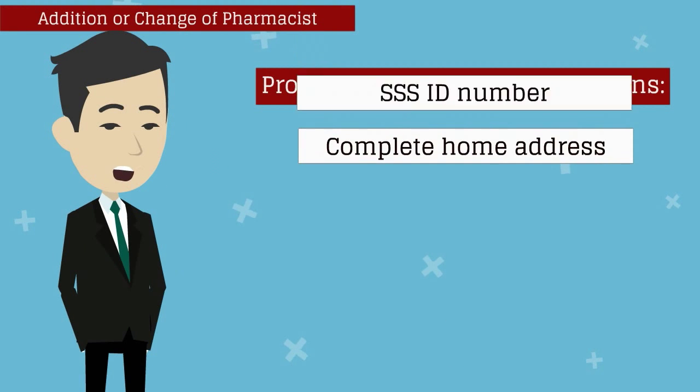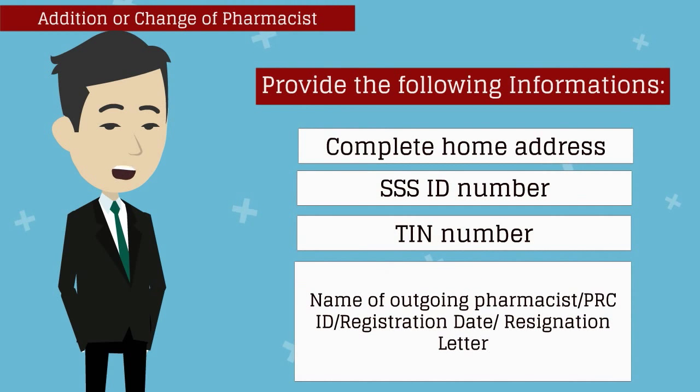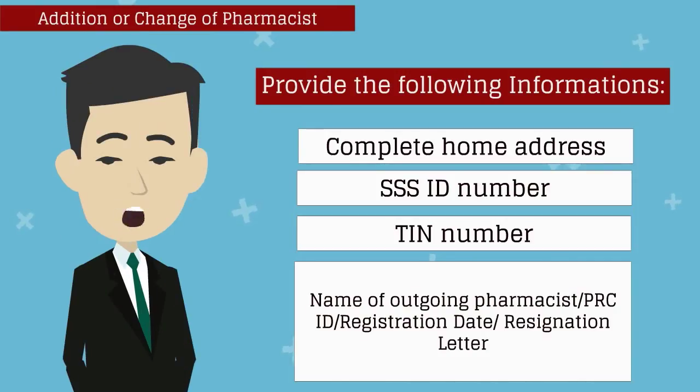Also, these are the other information required by FDA: complete address, SSS ID number, TIN number, name of outgoing pharmacist, PRC ID, registration date and resignation letter. All of these documents must be forwarded to Office of Regulatory Affairs for checking and approval. Ensure to send 2 copies.